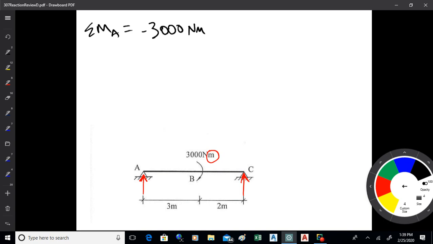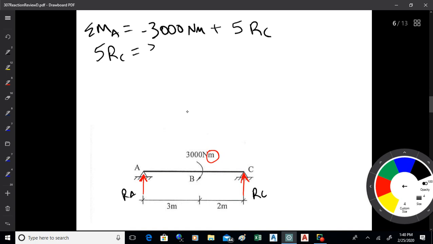Y'all getting the reaction on the right there? Is it 600? Yeah, 600. We good with 600 there? So, and we're going to have plus, because it's going counterclockwise, 5 times whatever RC is. And what RC comes out to be then, 5 RC is equal to 3,000. So RC is 600 newtons.